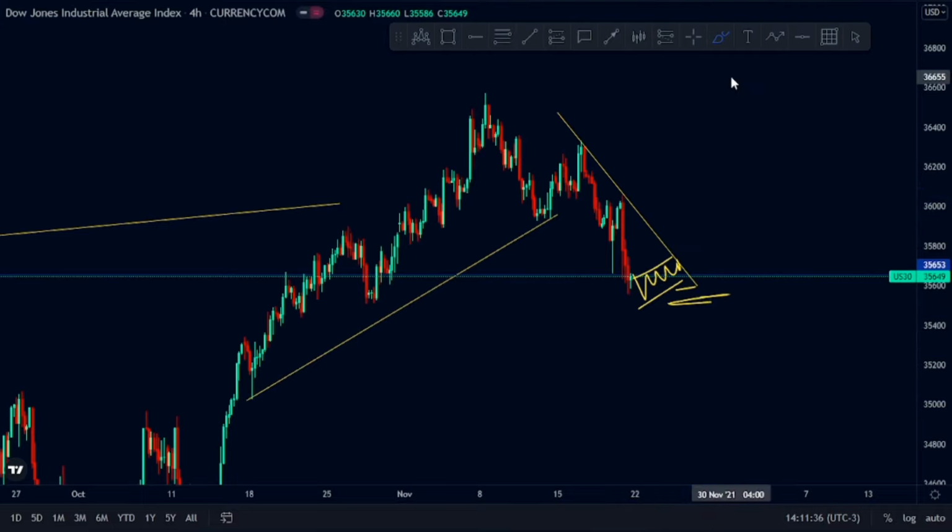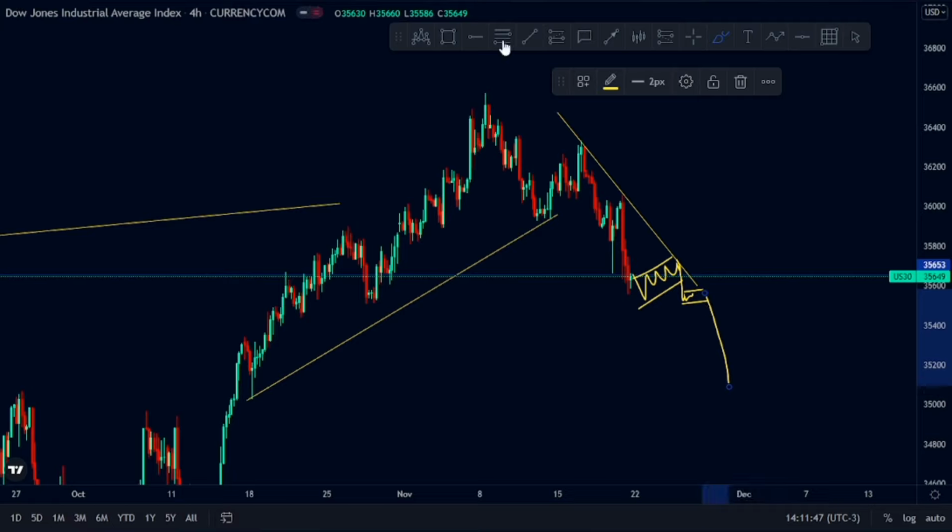So now we want price to give us what? The consolidation, a mini push down on the 15 minutes time frame, then a smaller consolidation. Then we can take our selling opportunity to the downside, our first target being here.